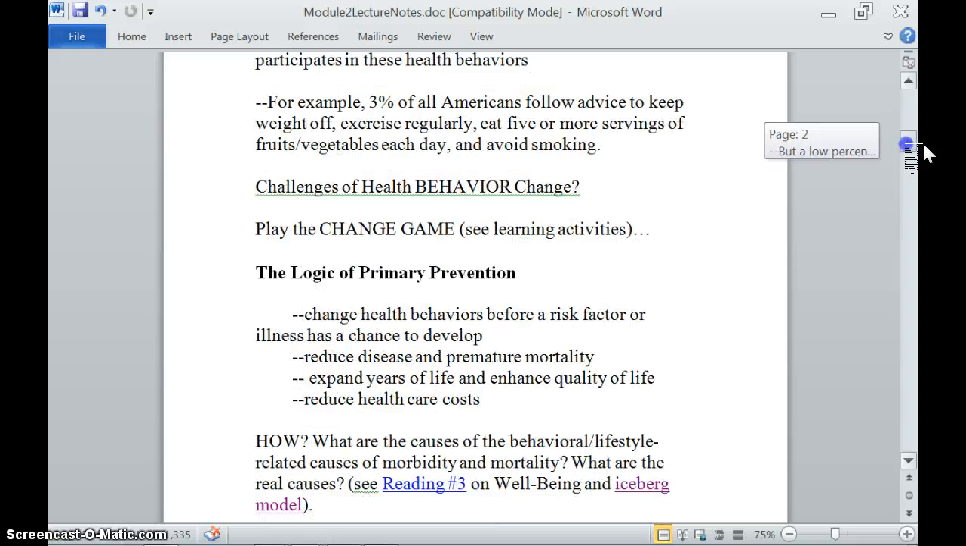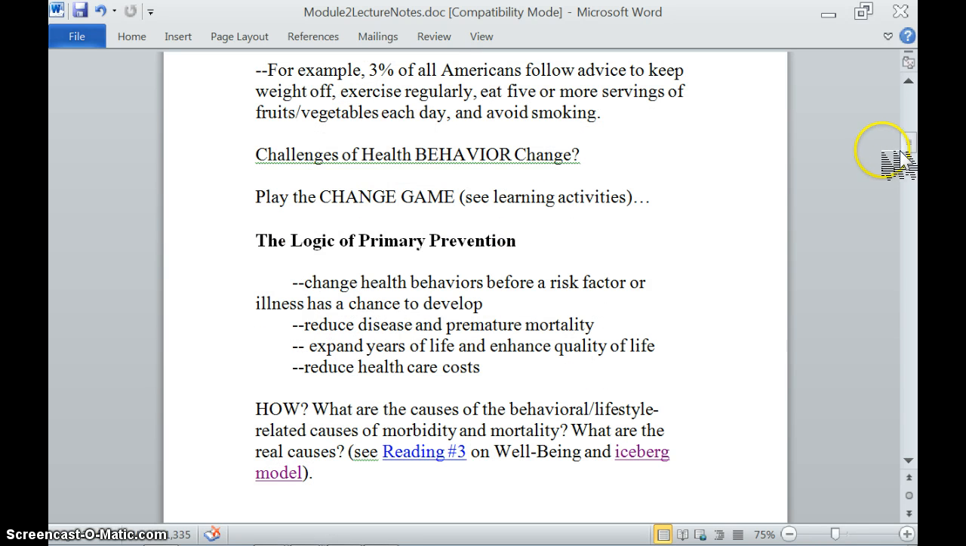There are a lot of challenges of health behavior change, and again, the change game is just one, hopefully somewhat creative way to have you learn a little bit more about that, and you'll be doing that as well.